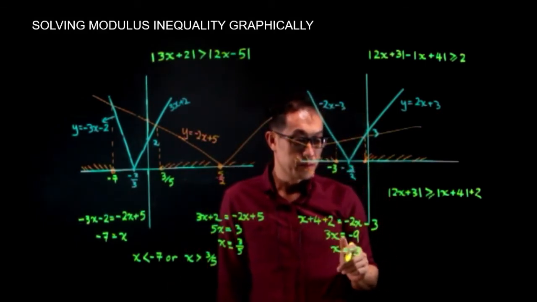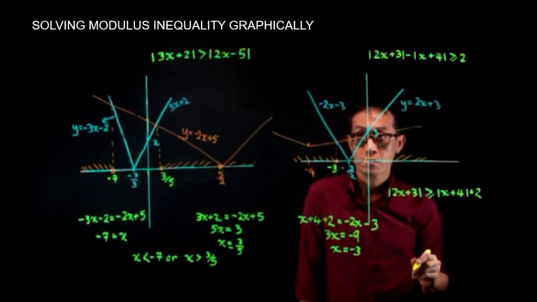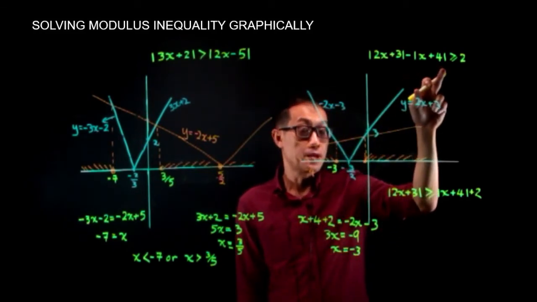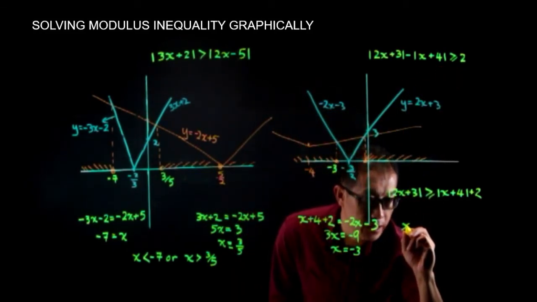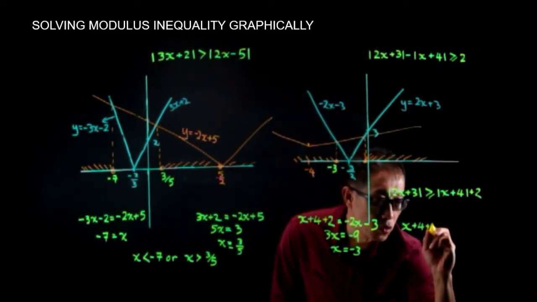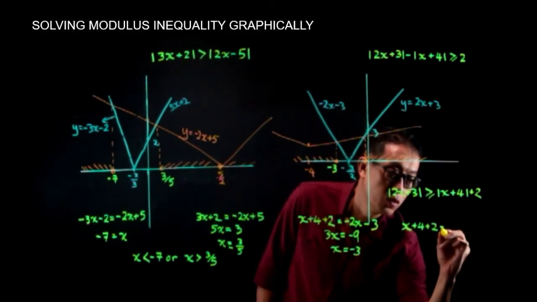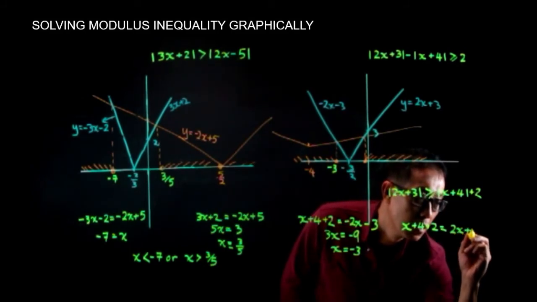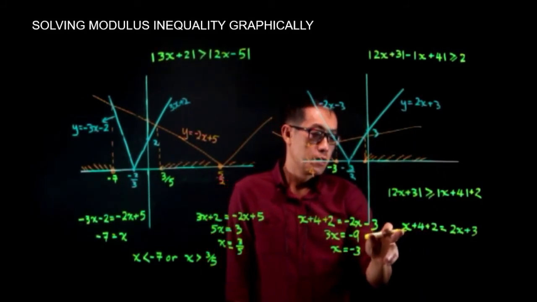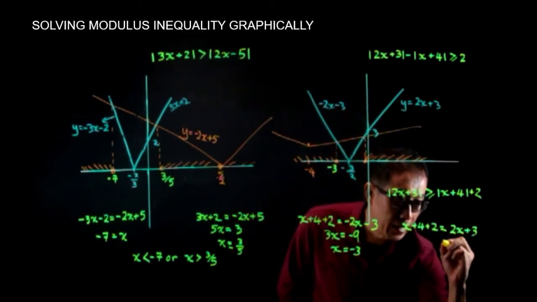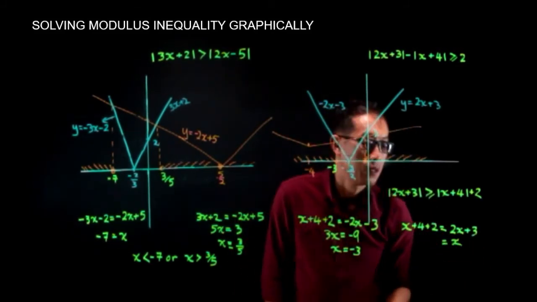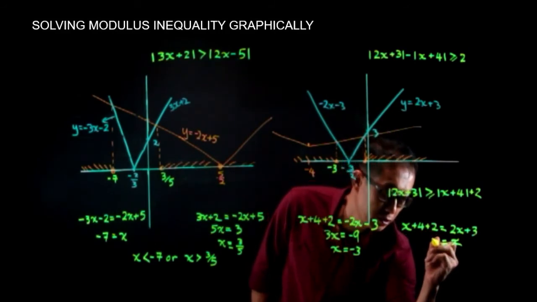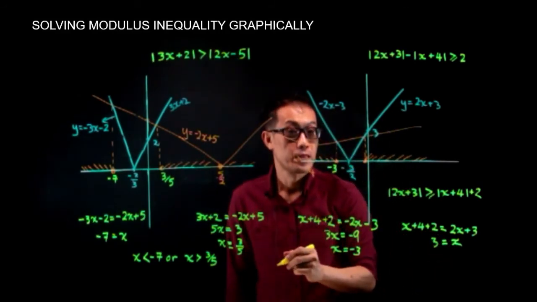Now, what is the coordinate of this point? Now, you equate this graph, alright? This is x plus 4 plus 2. So it's x plus 4 plus 2, okay? Equals this graph, 2x plus 3. Minus x on both sides, so you got x. Alright, now you minus 3 on both sides, so this is 6, then minus 3, you got 3. So this point is 3.